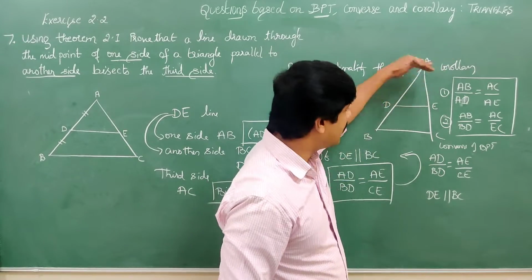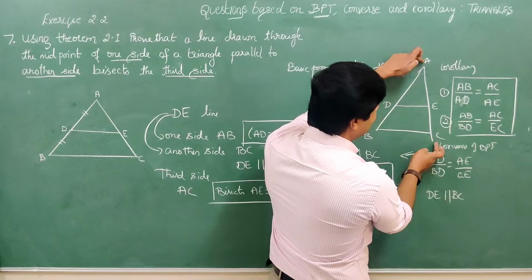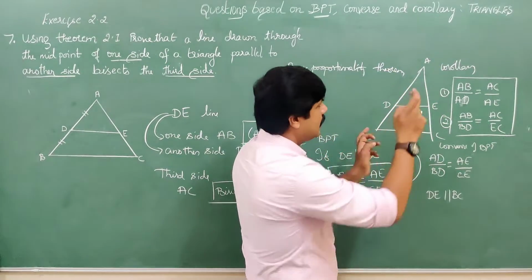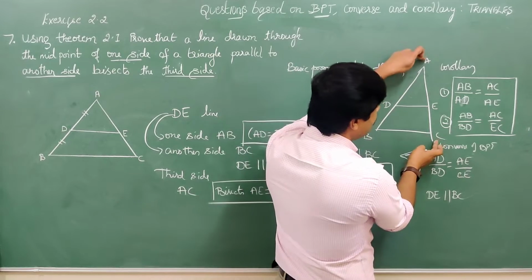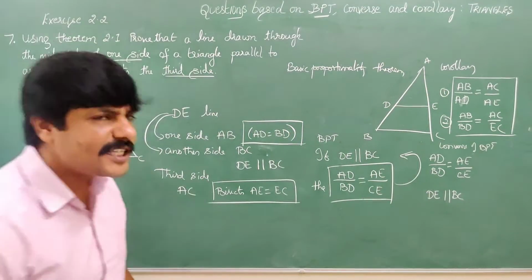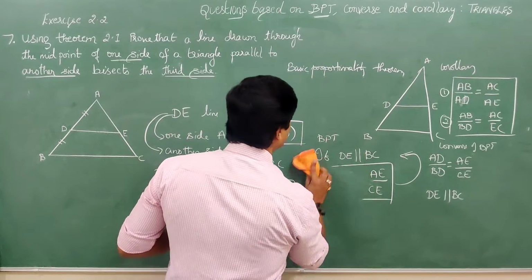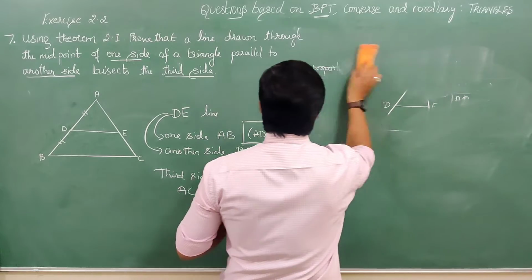But the corollary: AB by AD is equal to AC by AE, or AB by BD is equal to AC by EC. This basic you should have. With this basics, we will enter into solving the given problem. What is the given problem?